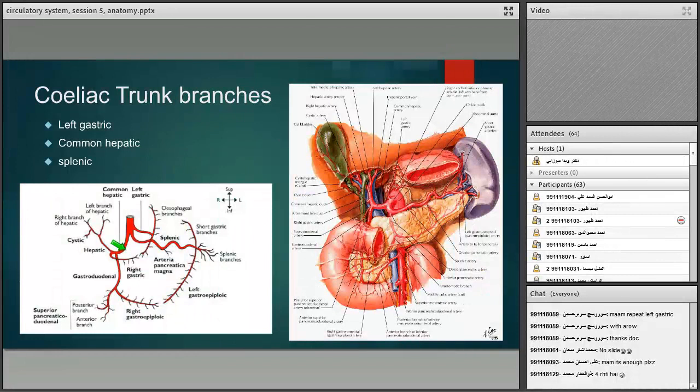So generally, the common hepatic has two branches, proper hepatic and gastroduodenal. The proper hepatic will divide into two branches, right hepatic and left hepatic. The gastroduodenal will divide into two branches, superior pancreaticoduodenal and right gastroepiploic. Listen, there would be just a small branch which may be derived from the proper hepatic or the common hepatic. Its name is the right gastric.